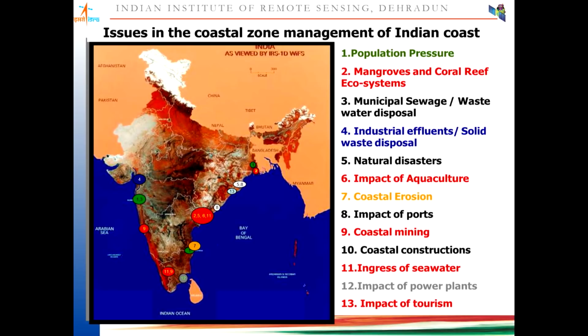And definitely there are impacts of tourism, because tourists also create a lot of issues in the coastal zone by putting plastics and other material. They also destroy the corals, mangroves and other things. So those things also need to be taken care of.